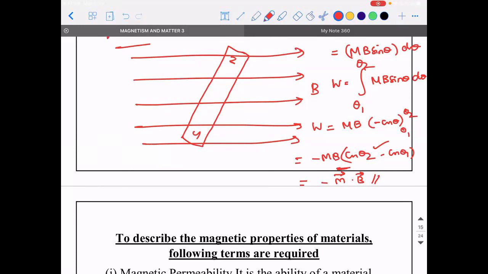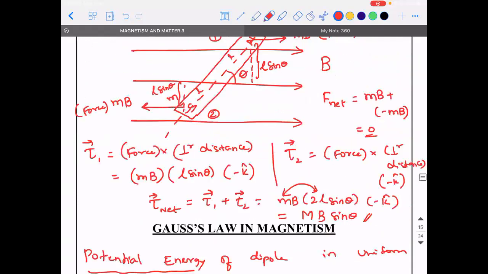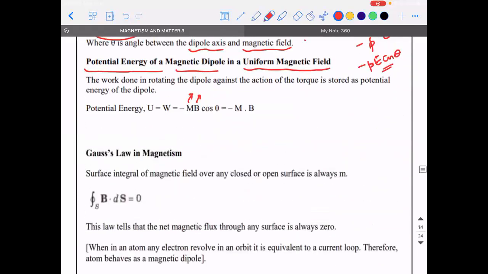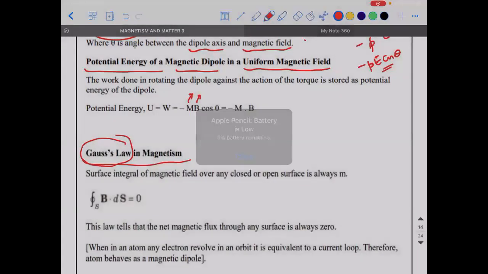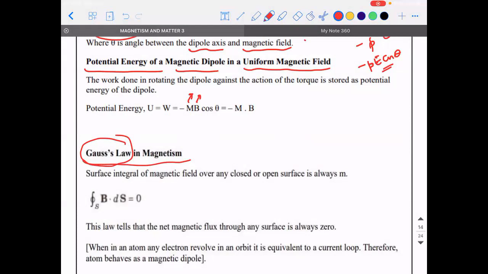The last concept for the day is Gauss law in magnetism. Wherever you see Gauss law, for example, can you guys state what is the Gauss law in electrostatics? What is Gauss law in electrostatics?